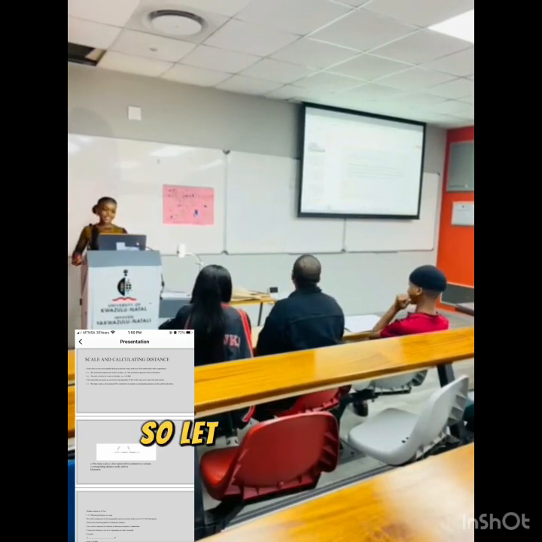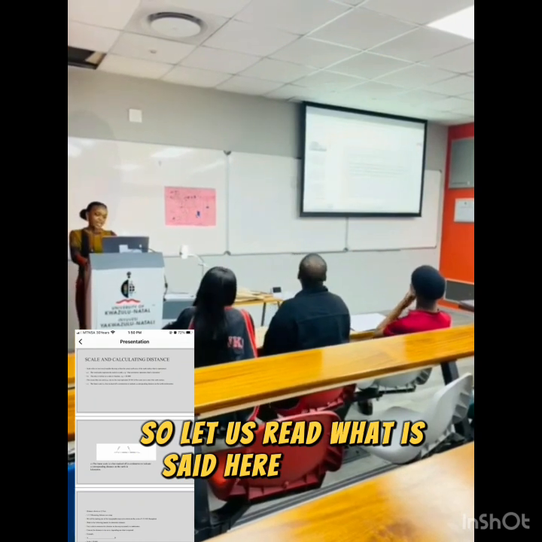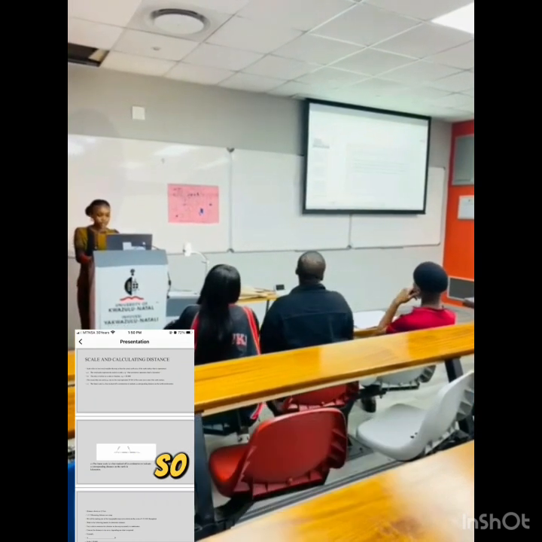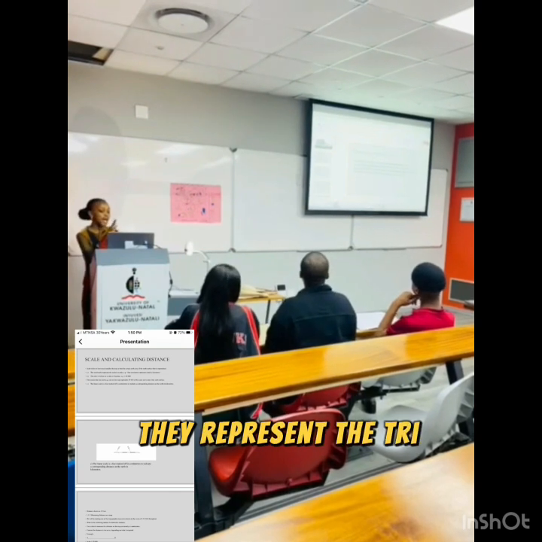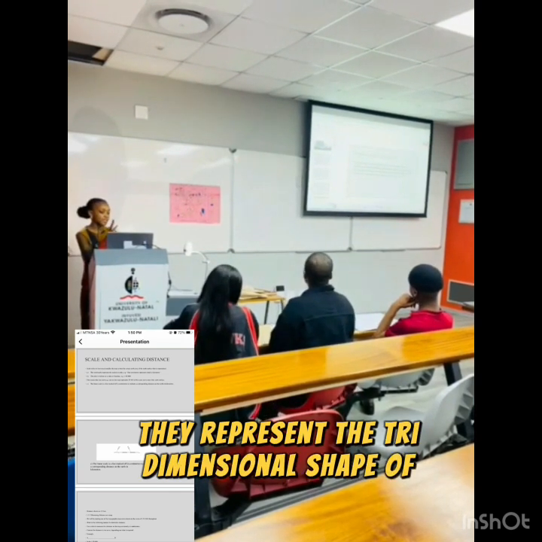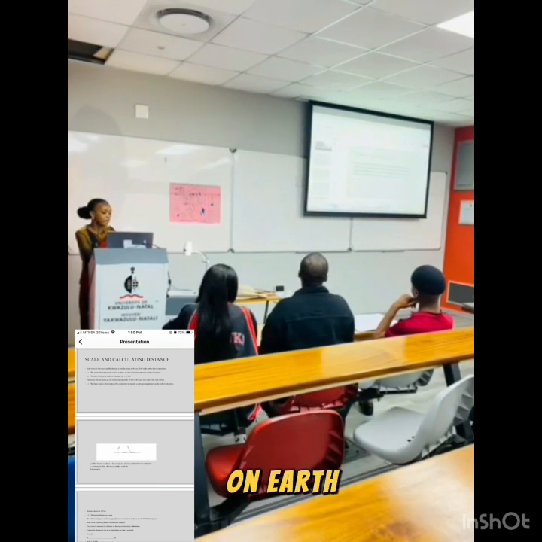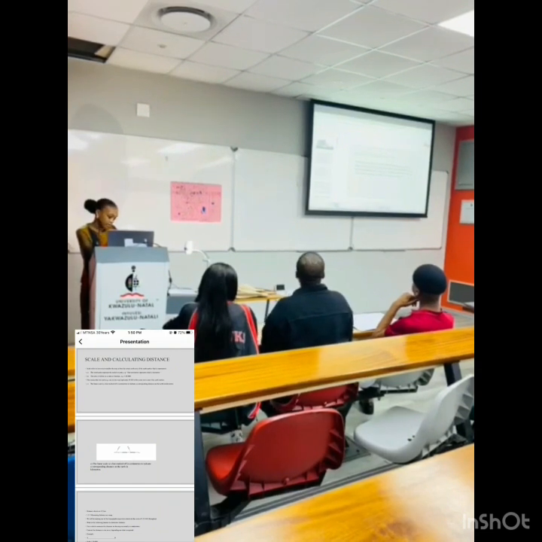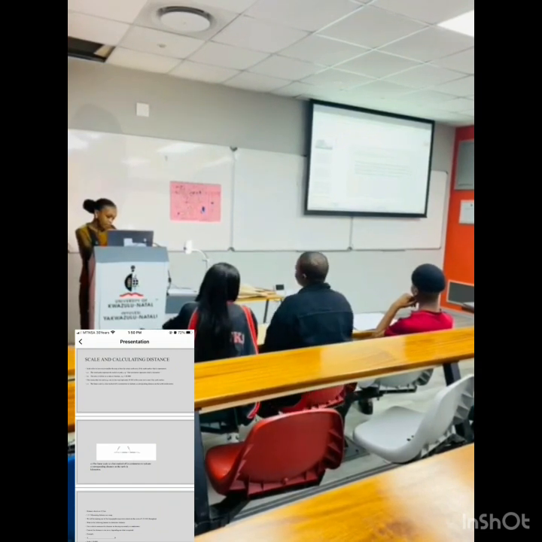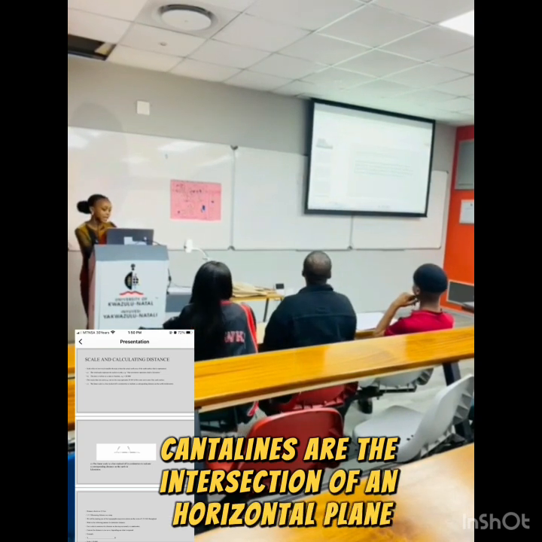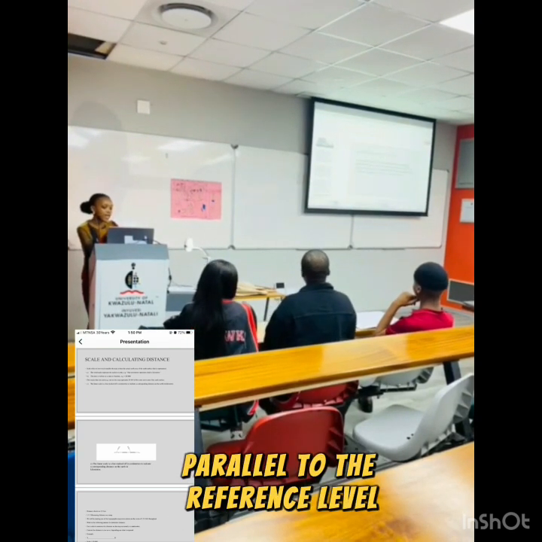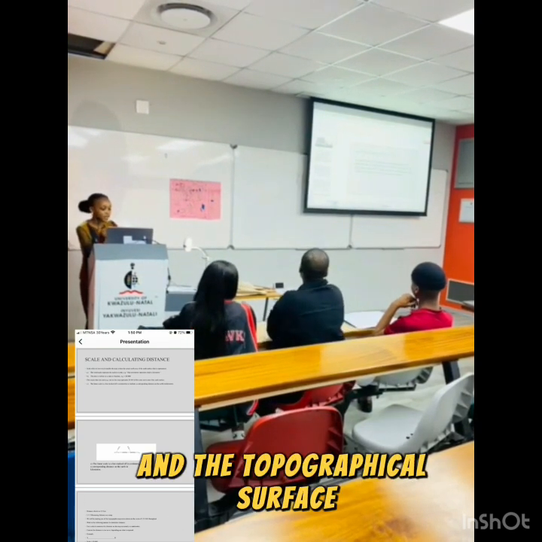Okay, so let us read what is said here. What are the uses of contour lines? The uses of the contour lines is that they represent the tri-dimensional shape of the terrestrial surface on a tri-dimensional map. Contour lines are the intersection of a horizontal plane parallel to the reference level and the topographical surface to describe.